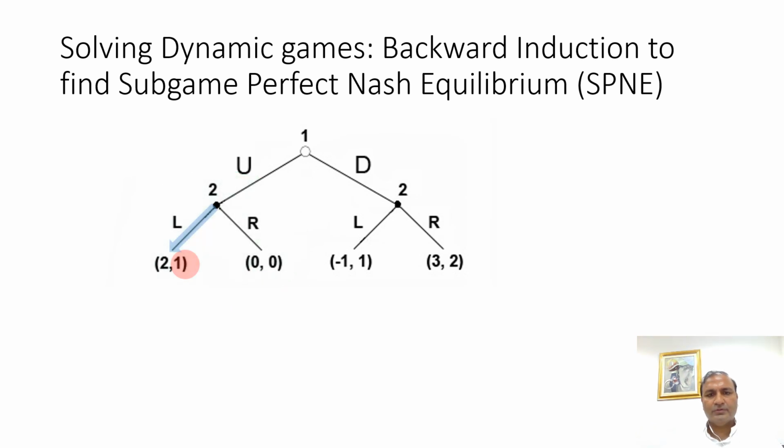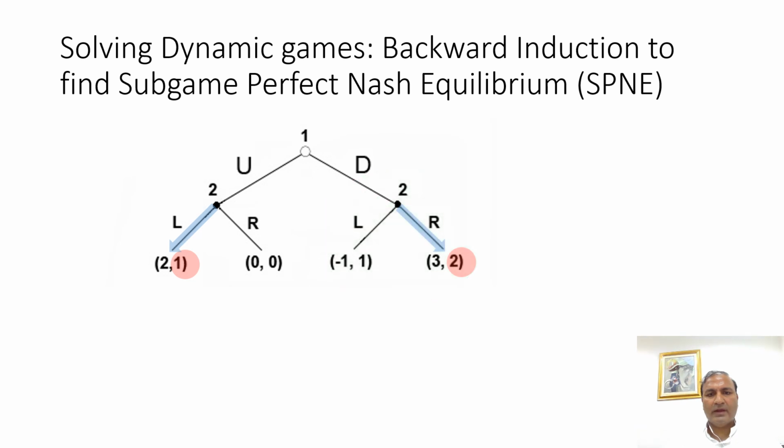Then we go to the other side for player 2. Again, there is a choice for player 2 to play L and get a payoff equal to 1, or play R and get a payoff equal to 2. Again, we just compare the numbers for player 2, and we can see that by playing R he can get 2, which is higher than 1 by playing L. So the best for player 2 here is to choose R.